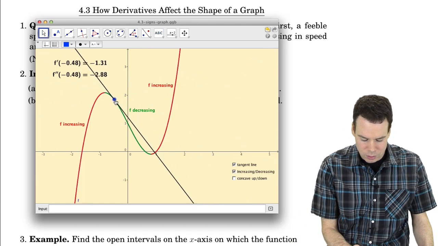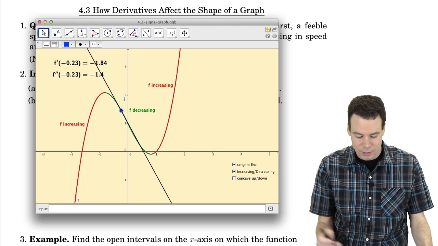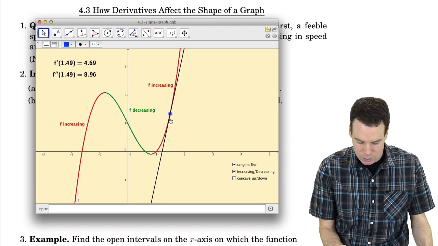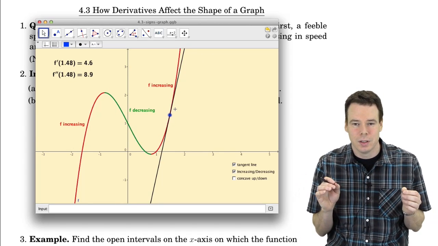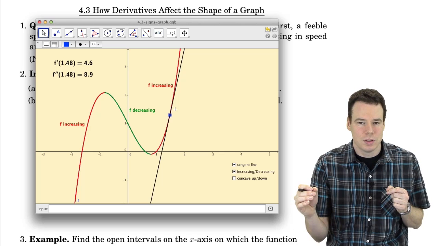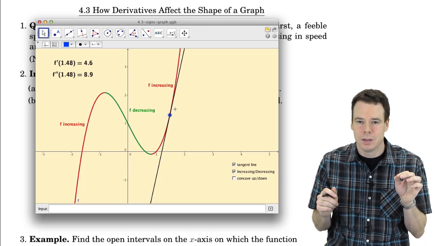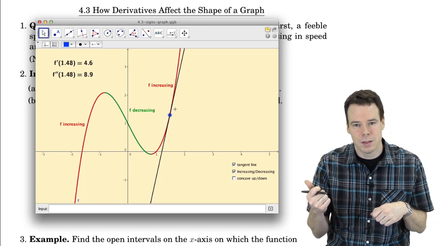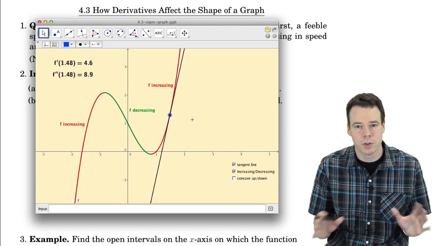And when we go on to a portion of the curve where it's decreasing, we get that the value of the derivative is negative. And similarly over here where it's increasing, we're back to the derivative being positive. So already we're starting to see this connection that the places where the function is increasing or decreasing are precisely determined by where the derivative is either positive or negative. Positive derivative, increasing function. Negative derivative, function's decreasing. Okay, so that's our first observation.